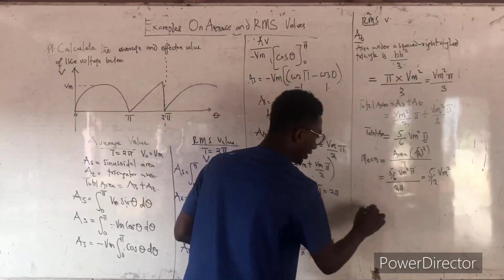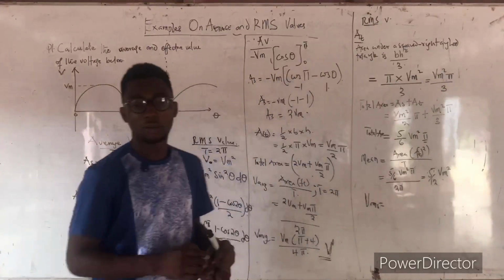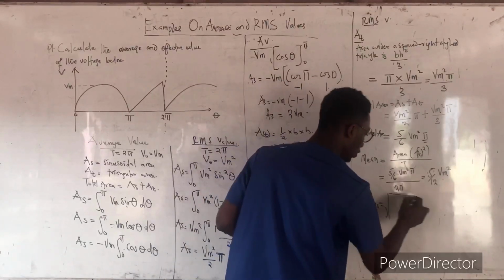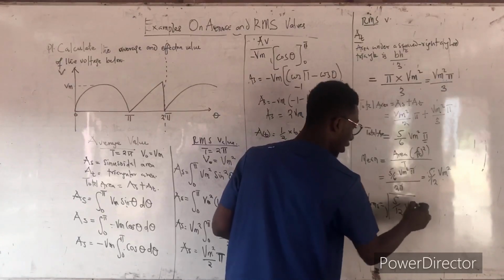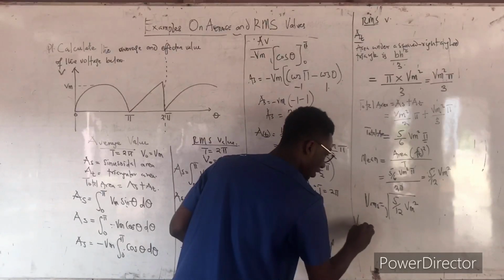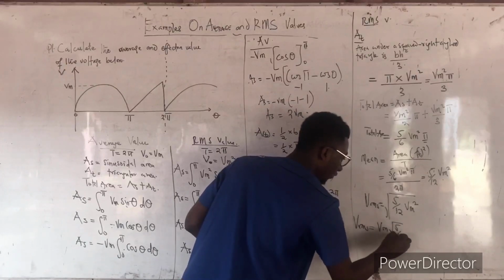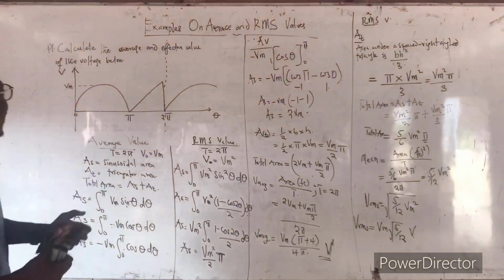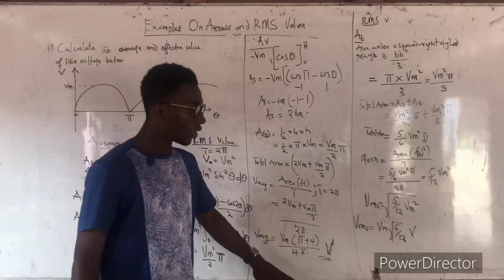So now it is what? The VRMS, that's the effective value of the voltage, simply becomes the square root of the mean, which is 5 on 12 Vm squared. So the square root of the mean simply becomes Vm root of 5 on 12 volts. And this is the effective value of the voltage, and this is the average value of the voltage.